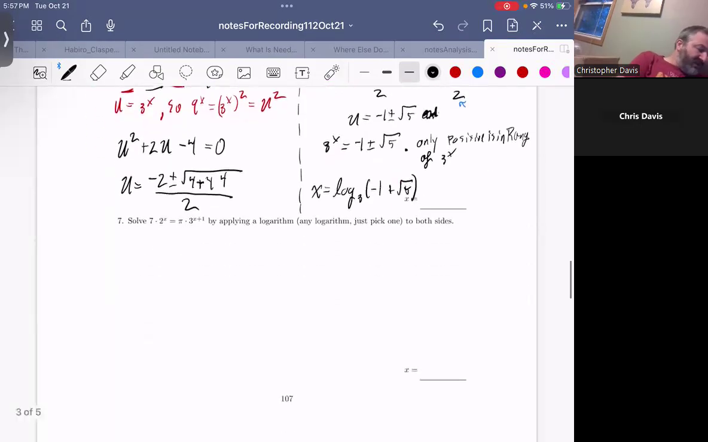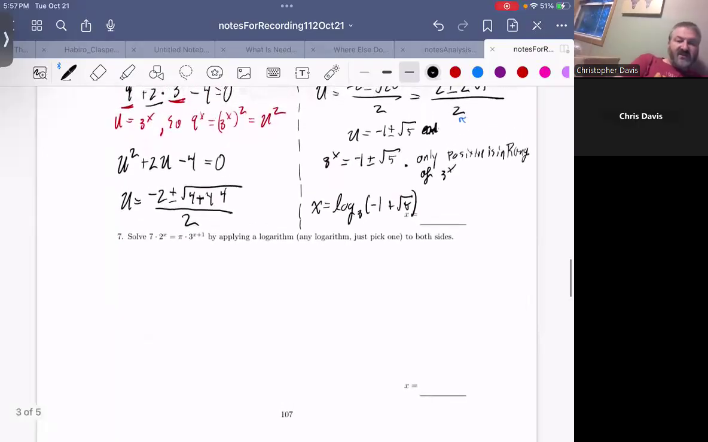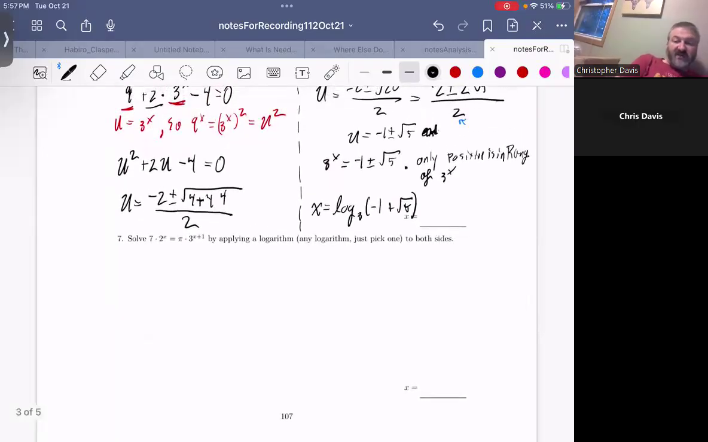All right. One last one before I stop this recording session. This one's going to require a fundamentally different technique. 7 times 2 to the x equals pi times 3 to the x plus 1. Let's try to solve that.